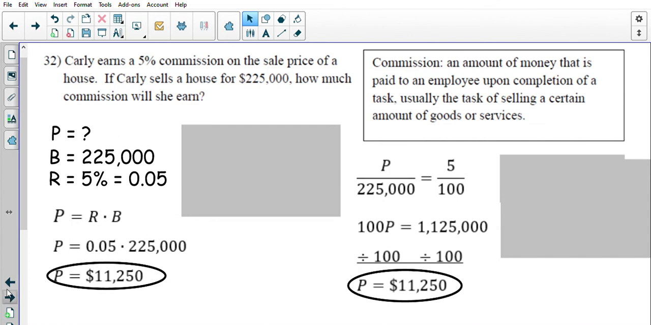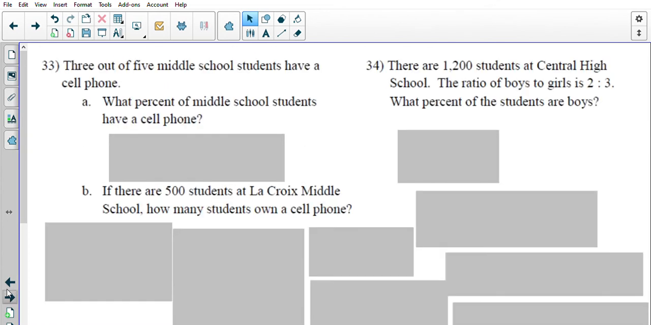All right, let's try questions 33 and 34. So number 33. 3 out of 5 middle school students have a cell phone. I feel like there's questions like this on the test too. Maybe not our quiz, but our unit test, yes. So definitely want to pay attention to these, despite the fact that they're not in the original copy of the guided notes. And again, my apologies on that.